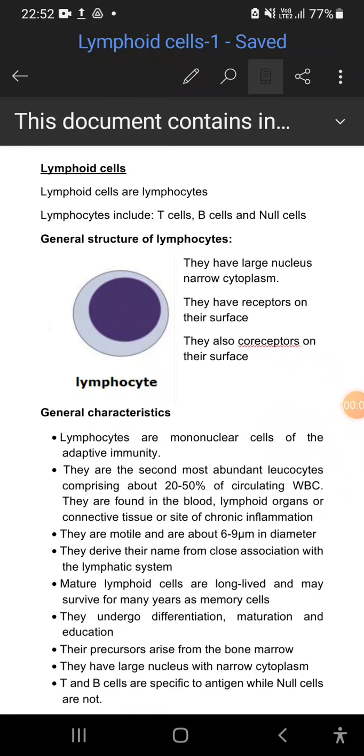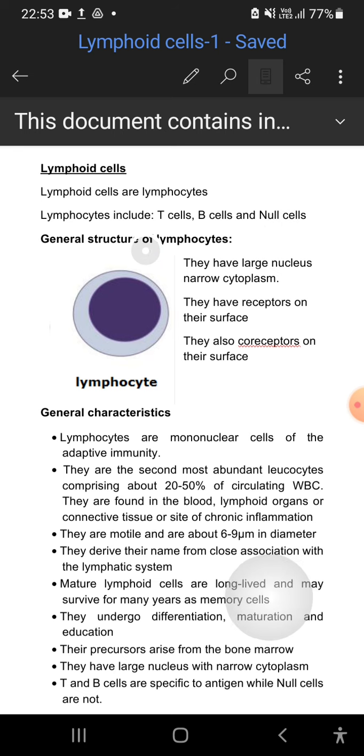Welcome back. Today we are going to look at the lymphoid cells. Lymphoid cells come from lymphoid stem cells and they are referred to as lymphocytes. We saw this is because they reside mainly in the lymphatic system. There are three types: T cells, B cells, and null cells.